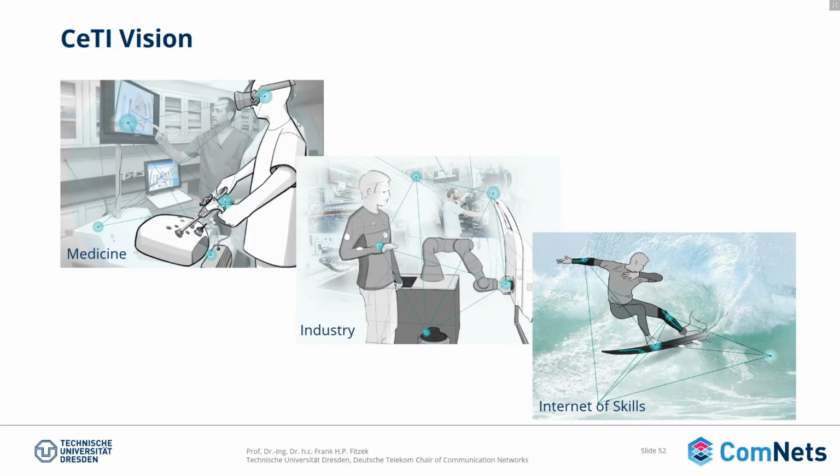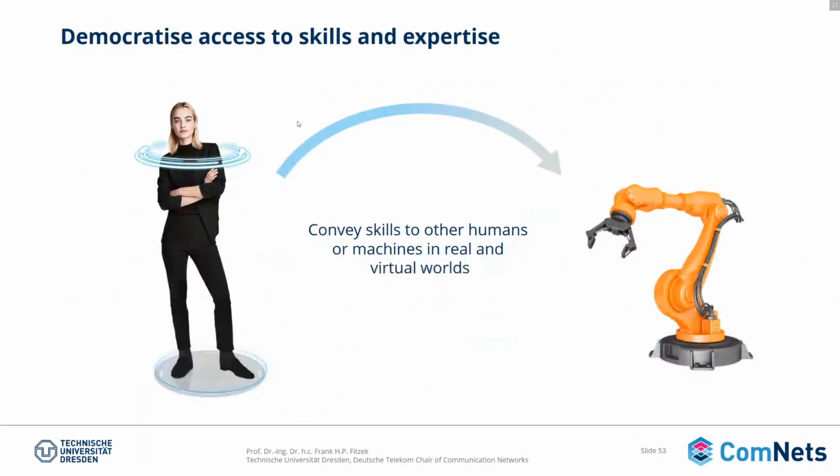Now, I give you an example how you can really convey a skill from a person, for example, to a machine, right? The other way is also possible, but let's just look at conveying a skill to another machine, right? And an expert is for me somebody who can do something very well, right?